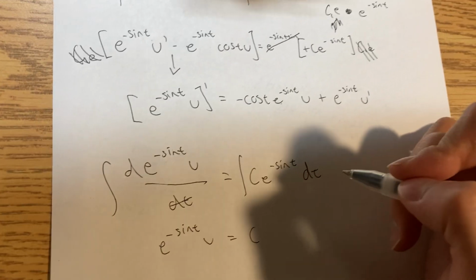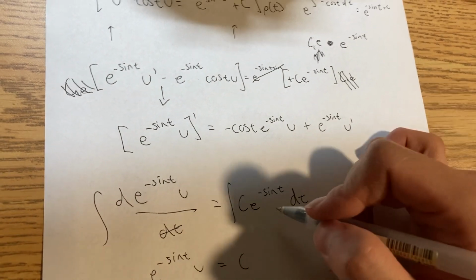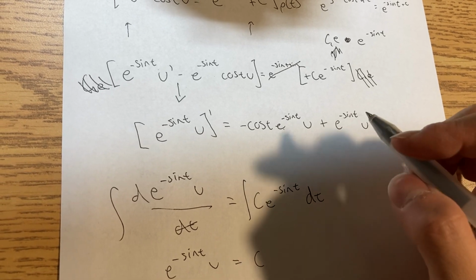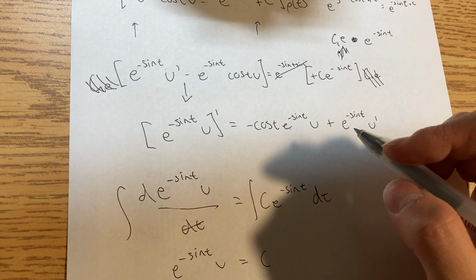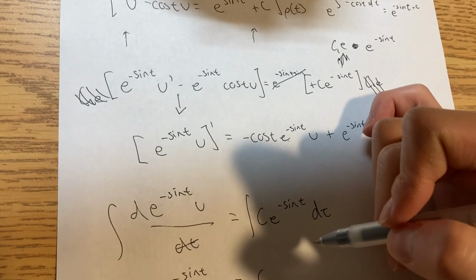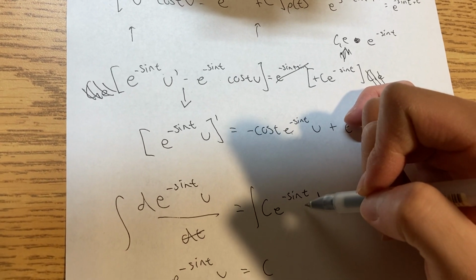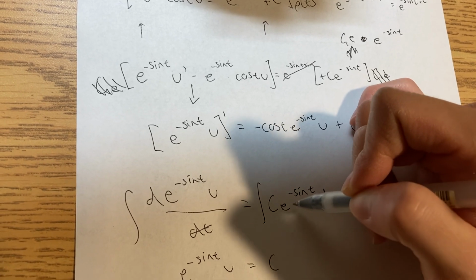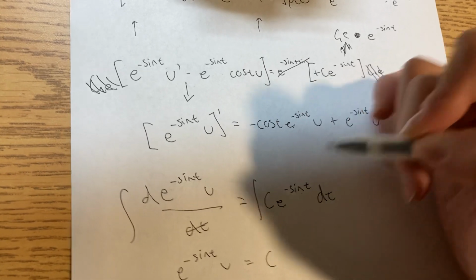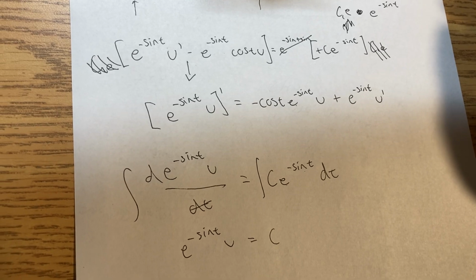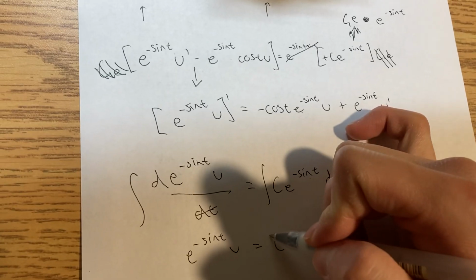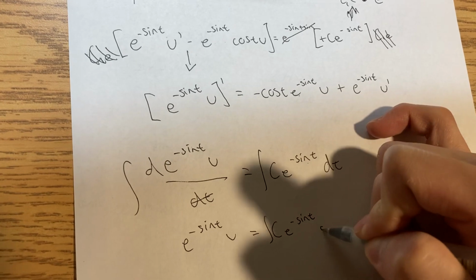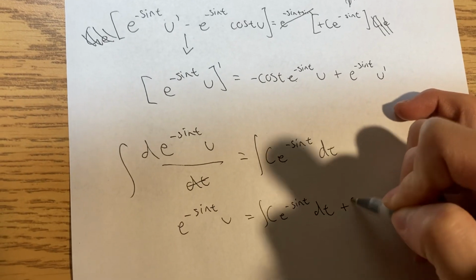How do I integrate this? Wait, I forgot how to integrate this. I don't think this actually, wait, this is the problem. This function can't really be integrated because it's e raised to a trigonometric function. So we just leave it in this form, e to the negative sine t dt plus some constant c.